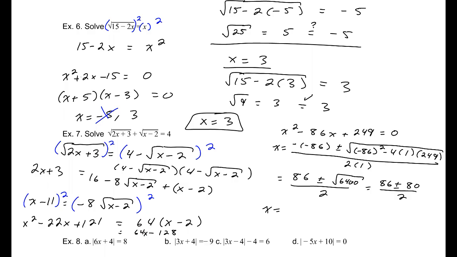So our solutions are 86 plus 80 over 2, which would be 83. And 86 minus 80, which is 6 divided by 2, so 3. Now, we will have to plug both of those back in to check. Let's go ahead and plug in the 83. 2 times 83 plus 3, that is 169, so the square root of that is 13. Plugging in 83 here, the square root of 81 is 9, so 13 plus 9 is 22.